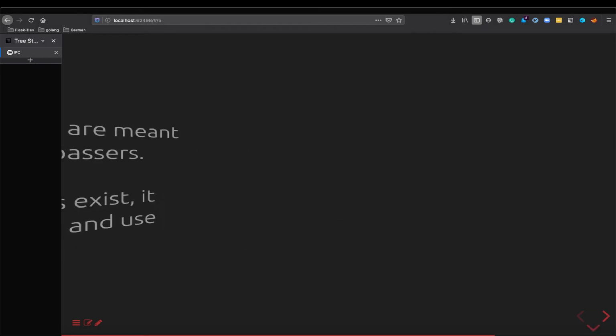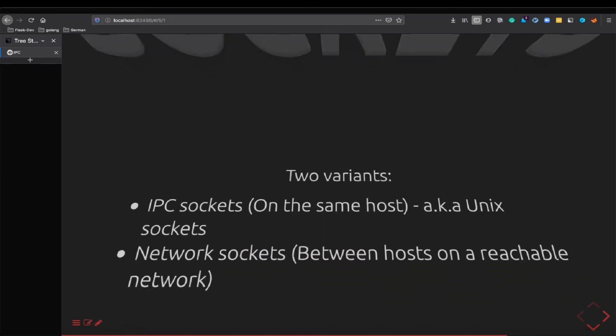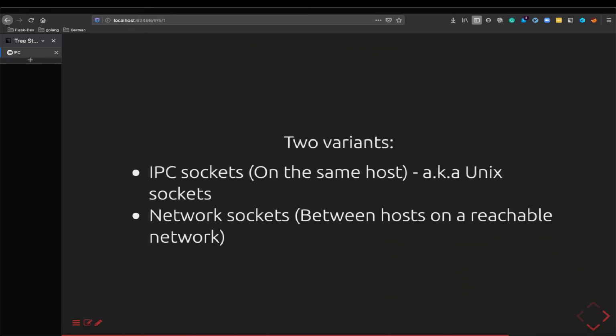Let us look at how we can overcome this problem. Now this is the most interesting concept here, where we use something called sockets for interprocess communication. I think you must have heard of sockets already. We are going to talk about two primary variants of sockets. One is called IPC socket, which is on the same host. Whenever you want two processes on the same host to communicate, you use IPC sockets. They are also called Unix sockets. And when you want processes on two different operating systems or two different physical hosts to communicate with each other, you use network sockets.